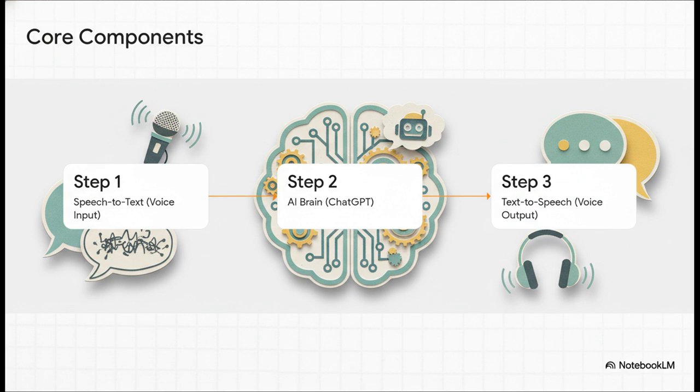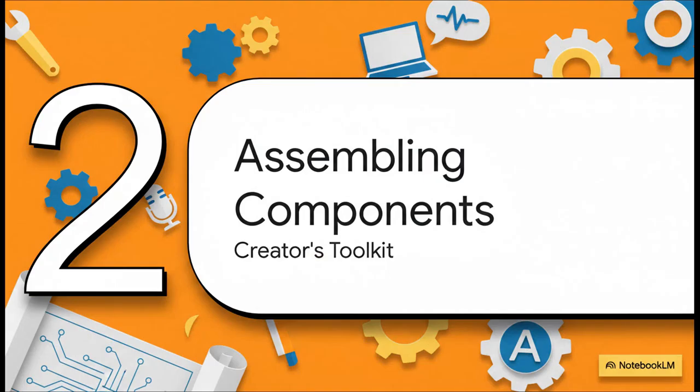First, it hears your voice and turns it into words on a screen. That's speech to text. Second, those words get sent to the AI brain, ChatGPT, to figure out an answer. And third, the AI's answer gets turned back into sound. So it listens, it thinks, and then it talks back. That's the whole loop.